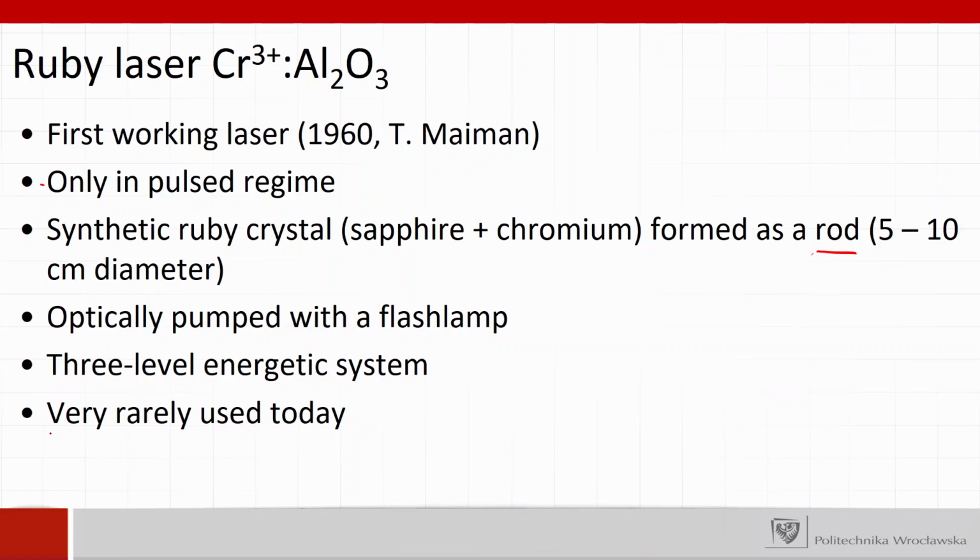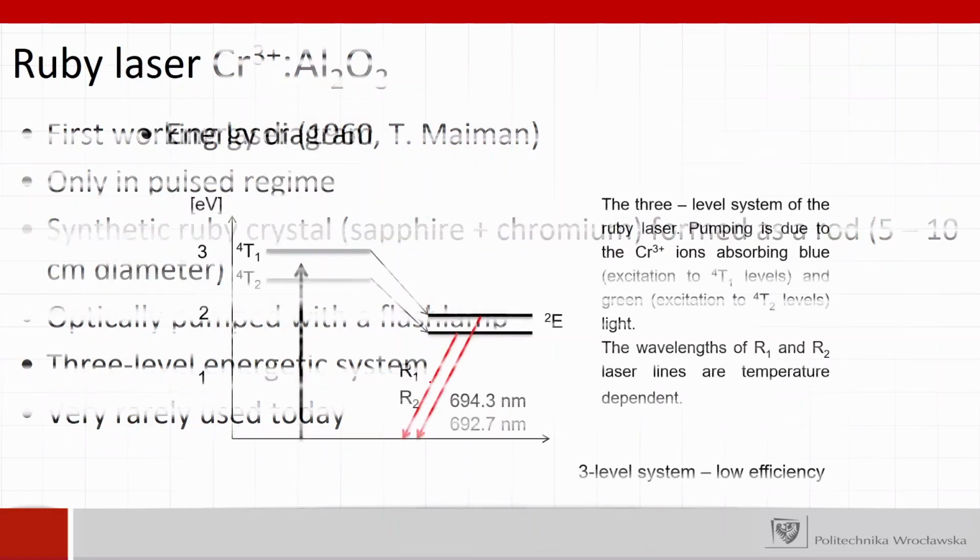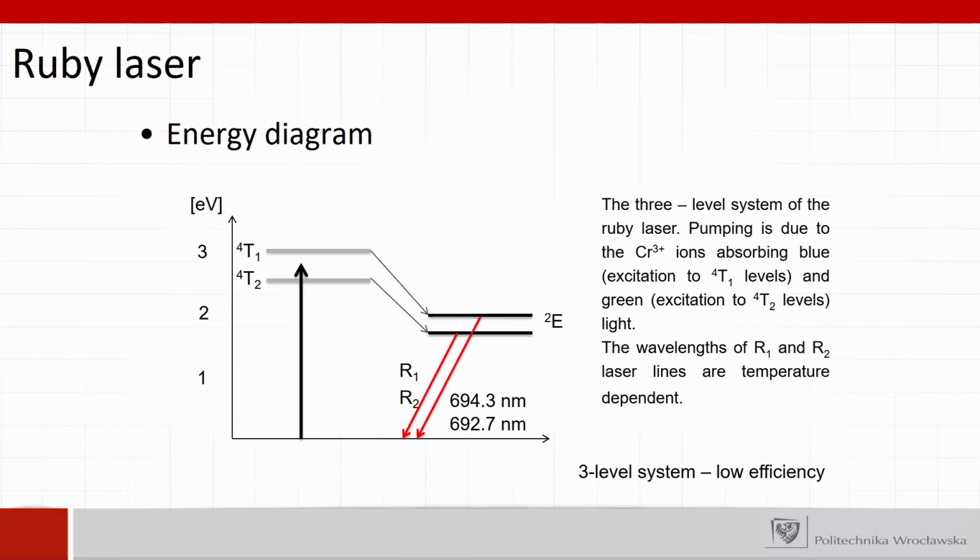And it is not so often used today. You can rather find ruby lasers in a museum instead of laboratories, because this is a 3-level energetic system. As we know already, the 3-level system is not so effective because we need to have population inversion between the upper laser level and the ground state.